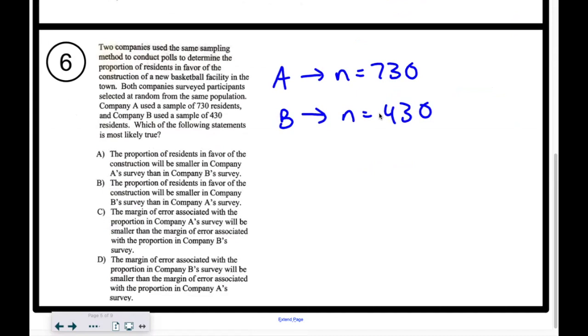So here's how it works. This is a type of question that they like to ask about margin of error. So the margin of error is how off we are, how likely we are to be off from whatever our sample value was, whether it's a mean or a proportion.